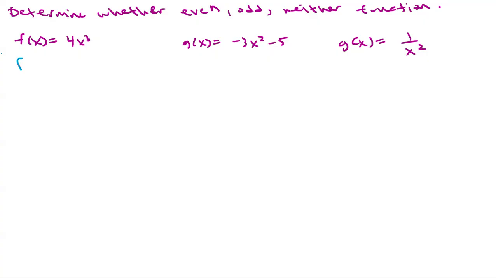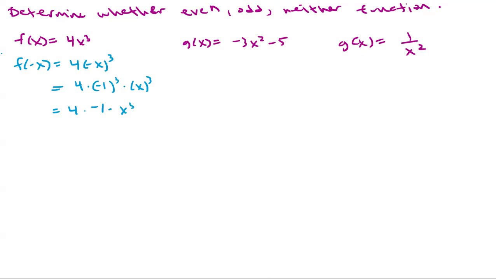Okay, so we have f of negative x equals 4 times negative x to the third power. I'm just going to break this down. So we have 4 times the negative x, that's negative 1 times x, or I can write it as negative 1 to the third times x to the third. So that is 4 times negative 1 to the third, that's just negative 1, because it's negative 1 times negative 1 times negative 1, which is negative 1.